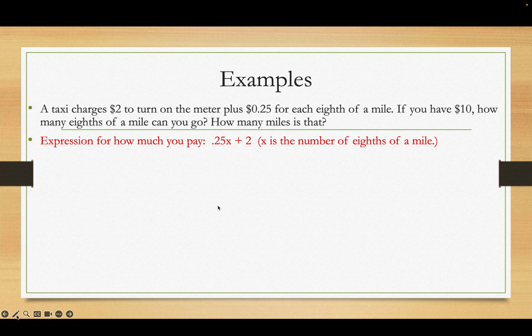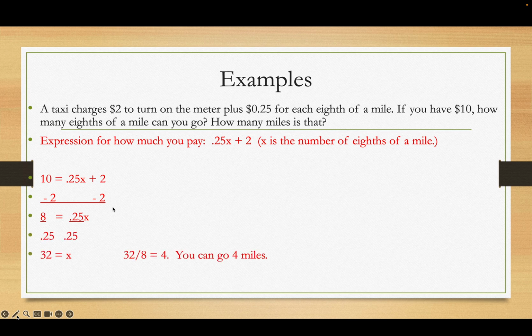And then how many miles is that? So $10 is 0.25x plus 2. Subtracting the 2, I get 8 is equal to 0.25x. Then I divide by 0.25, and I get x is equal to 32. So how many eighths of a mile is that? It's 32 eighths of a mile. That's what x represented. If I divide that by 8, because it's 32 eighths, you get 4 miles that you can go.